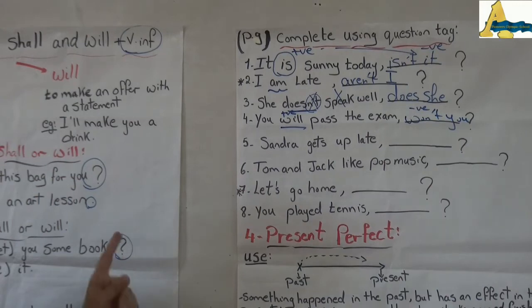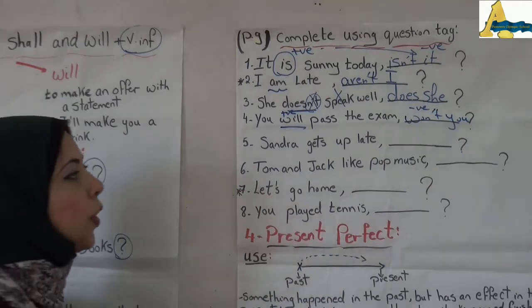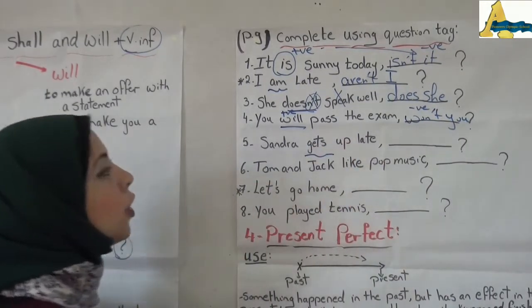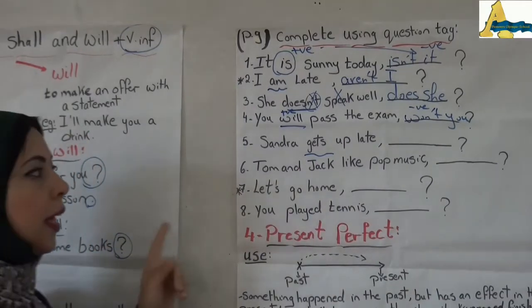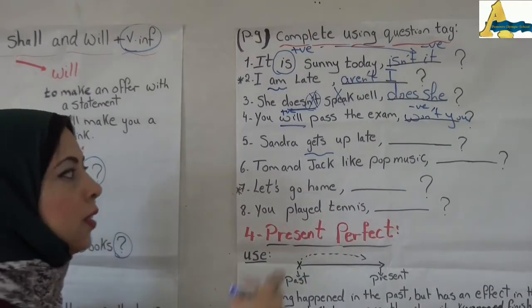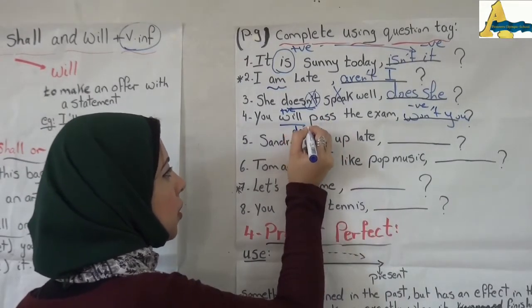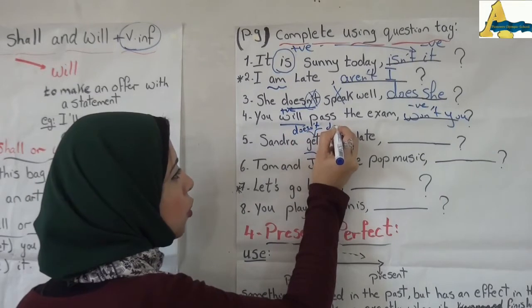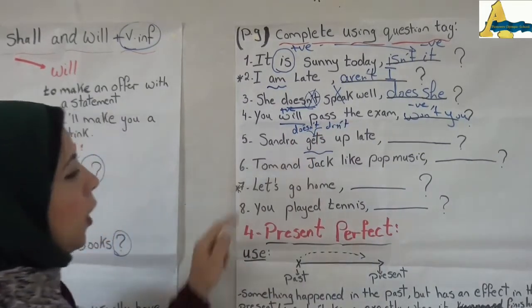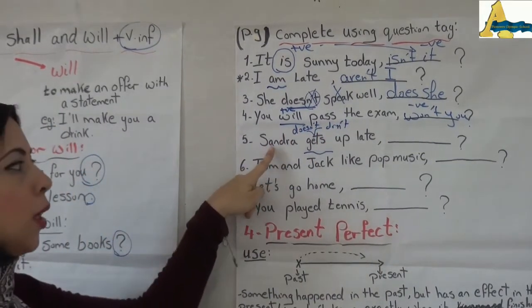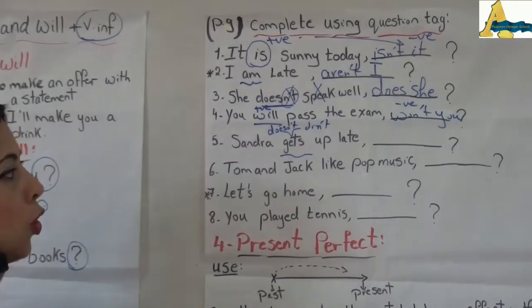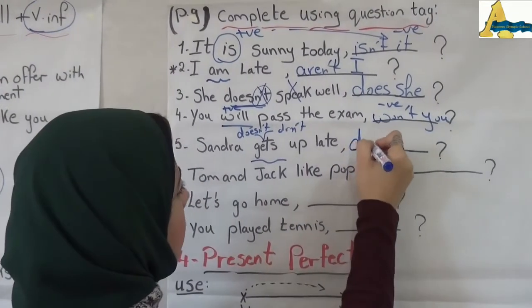Number 5, Sandra gets up late. Where is the verb here? Wow, we don't have an auxiliary verb here, but we have gets. And gets is in which tense? Present simple. And in the present simple form, what do we use in the negative? We use doesn't or don't. And here we have Sandra. Sandra will take what? Doesn't. So it will be doesn't she?